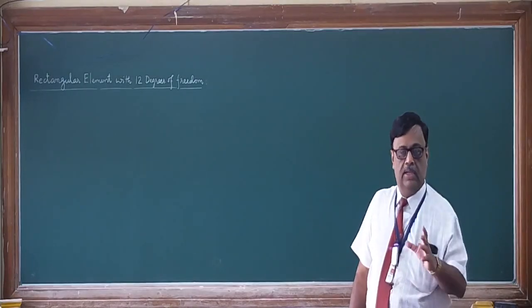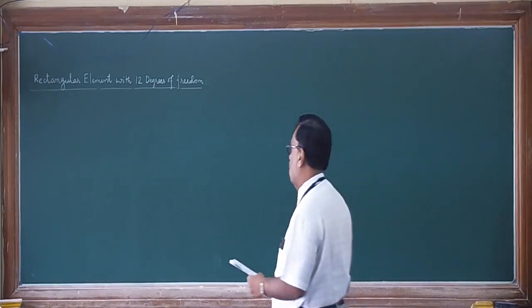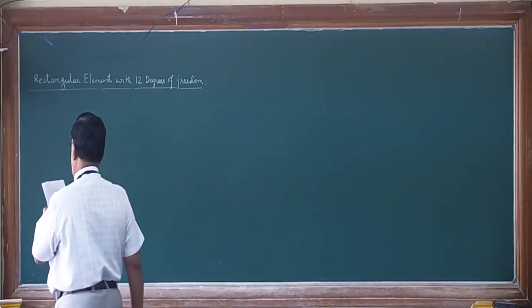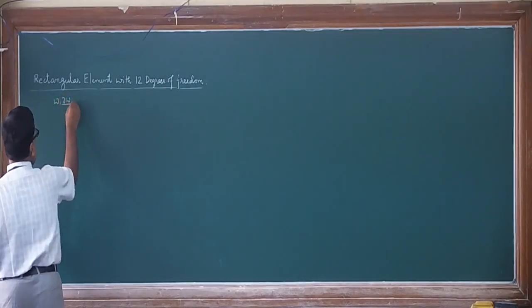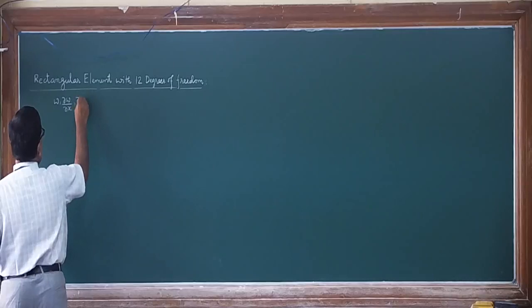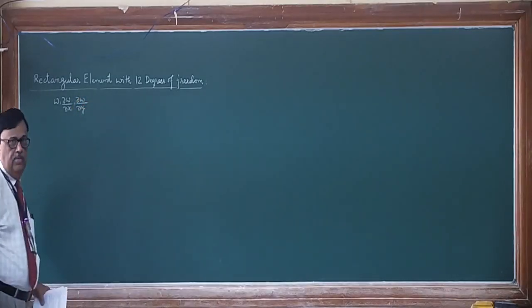That is, it has 4 nodes with 3 degrees of freedom per node, which are nothing but W, dou W by dou X. The degrees of freedom are W, dou W by dou X and dou W by dou Y. 2 slopes and 1 deflection are going to be considered.